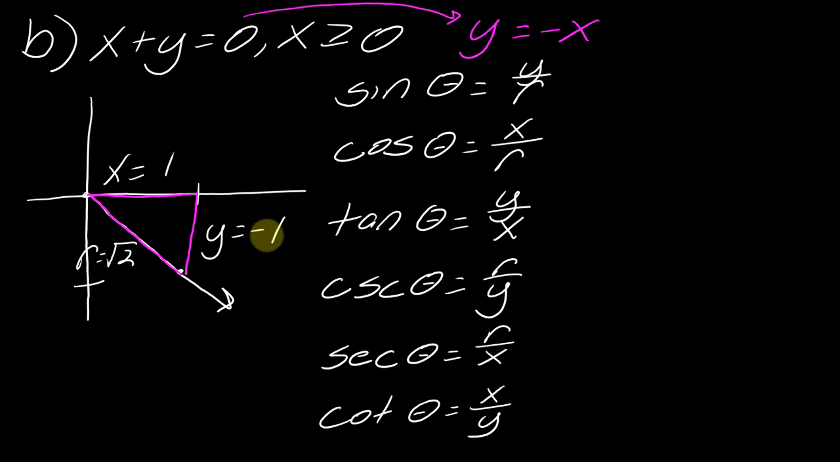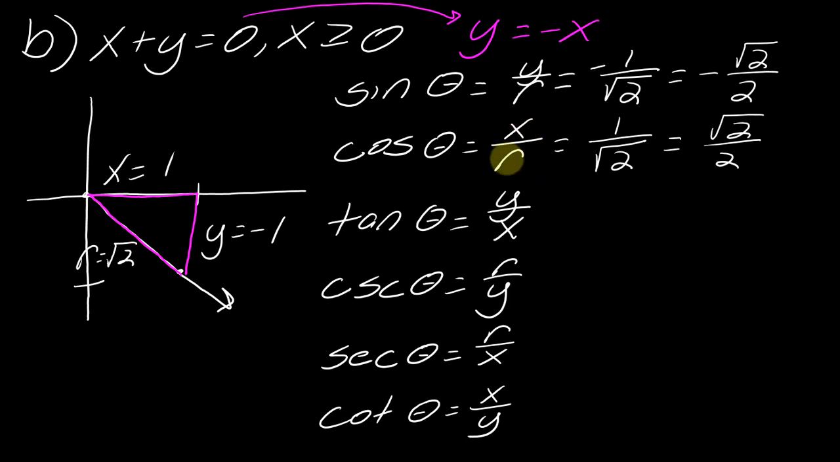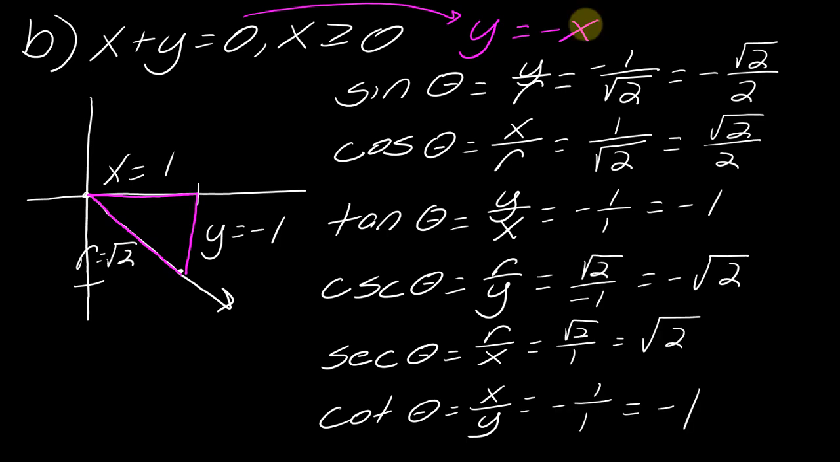So taking y over r, that'll be negative 1 over the square root of 2. Cosine, x over r, oops, sorry, I forgot to rationalize. So this becomes negative square root of 2 over 2, my bad. And then continuing on here, x over r, this is 1 over the square root of 2, so once again rationalize. With tangent of theta, I've got negative 1 over 1, so this will just equal negative 1. And then the rest are all listed here. So again, it's just following along and creating the necessary ratios.